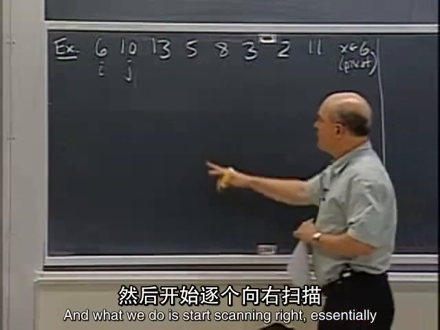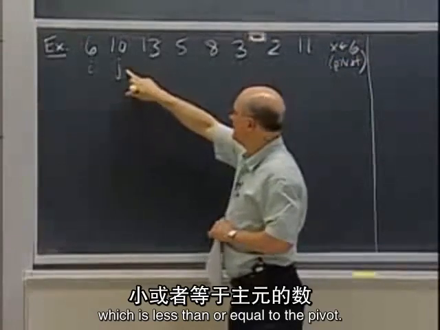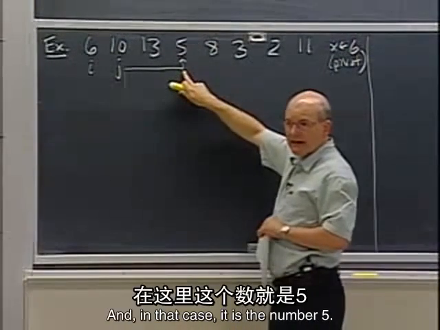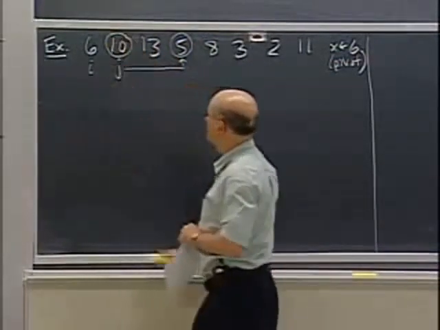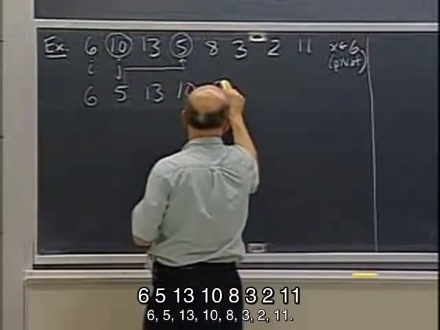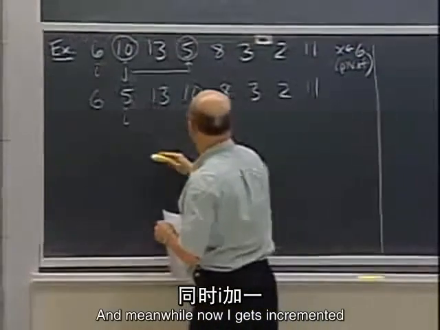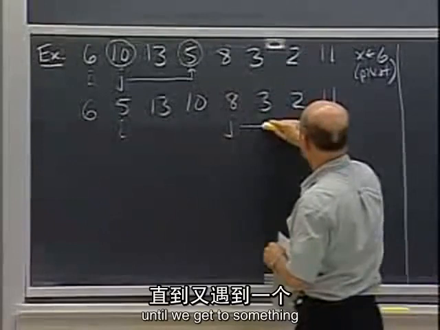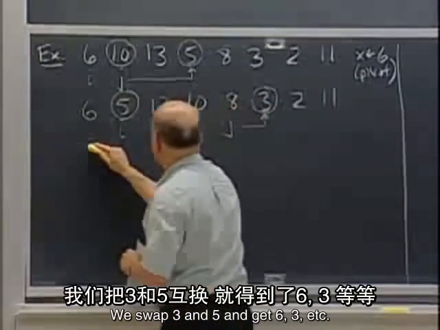And what we do is we start scanning right. Essentially, that code is scanning right until it gets something which is less than or equal to the pivot. So j keeps incrementing until it finds something that's less than or equal to the pivot. And in that case, it's the number 5. And then it says, well, swap these two things. And it does that, and we get 6, 5, 13, 10, 8, 3, 2, 11. Meanwhile, now i gets incremented, and j continues where it left off. Now we keep scanning right until we get to something that's less than or equal to the pivot. In this case, it's 3. So we swap 3 and 5, and we get 6, 3.